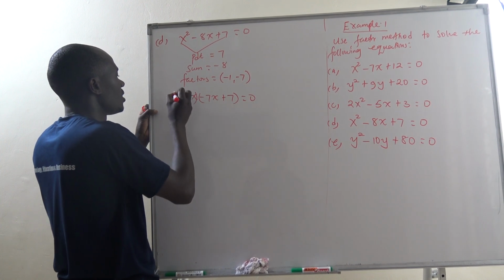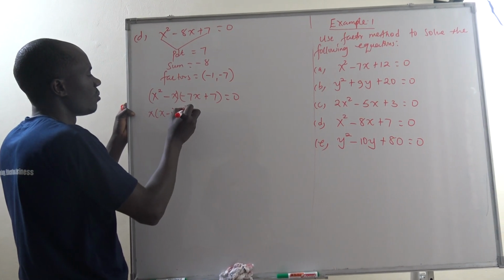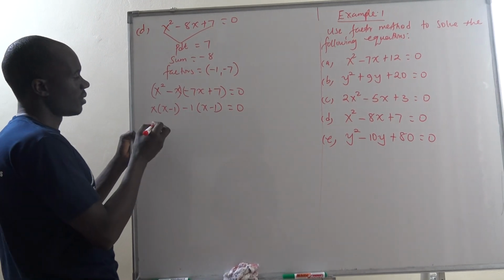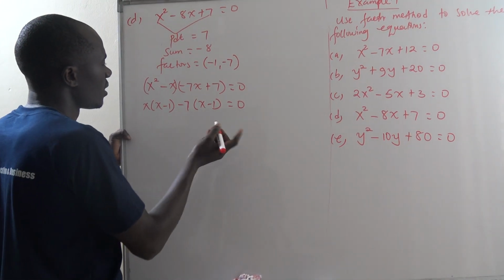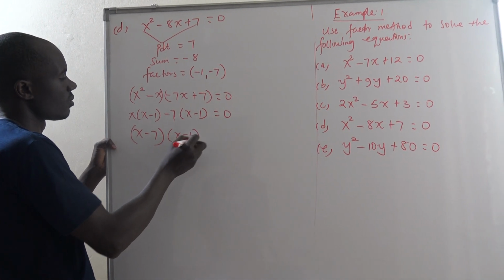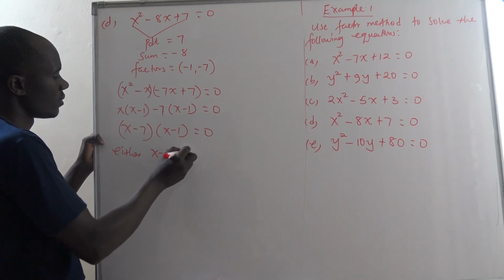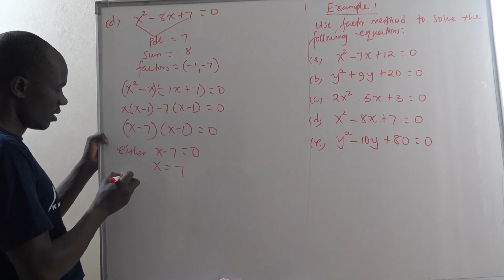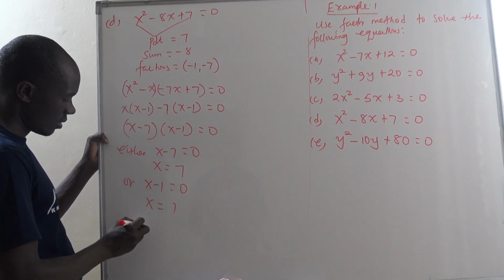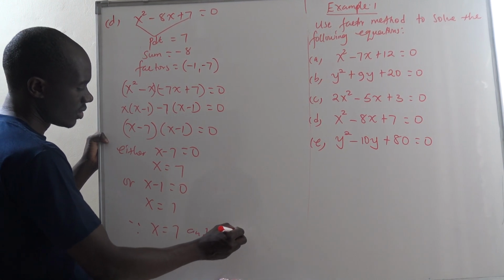Two numbers in the brackets. What is common here is x into x minus 1, and what is common here is minus 7 into x minus 1 equals 0. So what are we having? x minus 7 again into x minus 1 equals 0. Either x minus 7 equals 0, which means x equals 7, or x minus 1 equals 0, x equals 1. Therefore, x equals 7 and x equals 1.